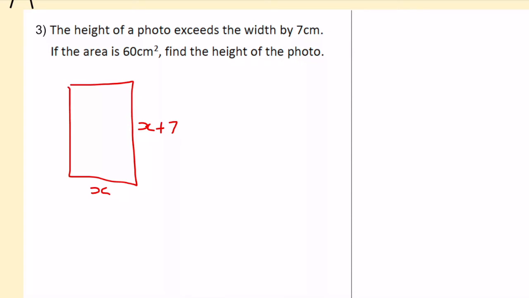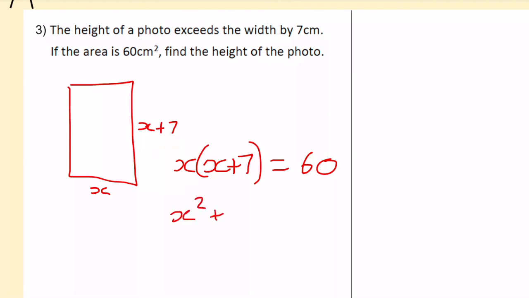If the area is 60, find the height. So this again is one of our nice ones where we multiply them together, area question but just in words, and I get 60. Just going to do this one quickly because it's the same as the other processes we've been doing. Expand, move your 60 over to make it equal 0.